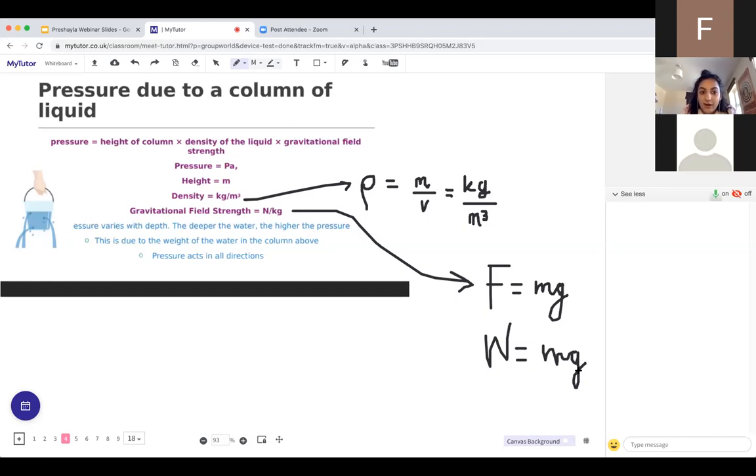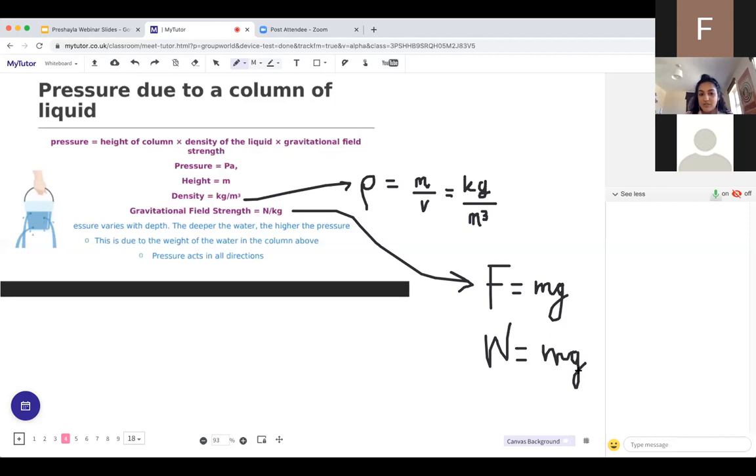So this is a way of working out force, right? Force equals mass times gravity. And it's how we convert our mass into a weight. Okay, and they're two very, very different things. Weight is a force, mass is just a value in kilograms.